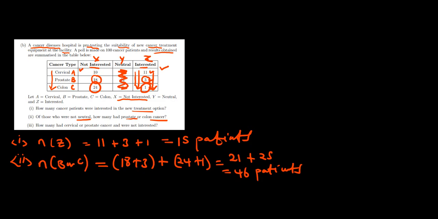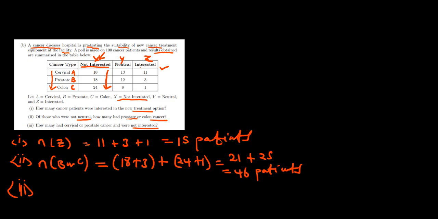Then let's solve the last one. Number 3 asks how many had cervical or prostate cancer and were not interested. From our table we can see the column that contains not interested, the second column, represented by this X, which has the heading not interested. So we want to find how many had cervical or prostate cancer and were not interested, so we go into this column.